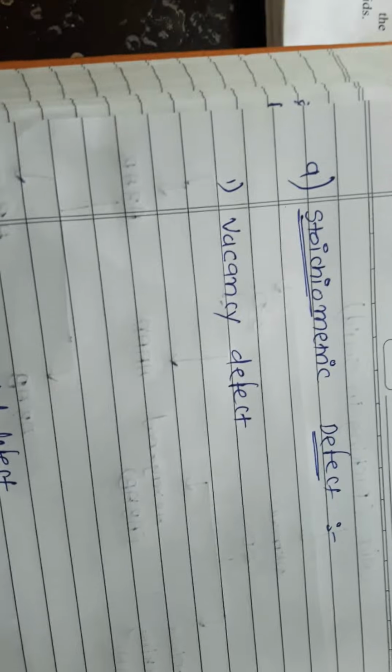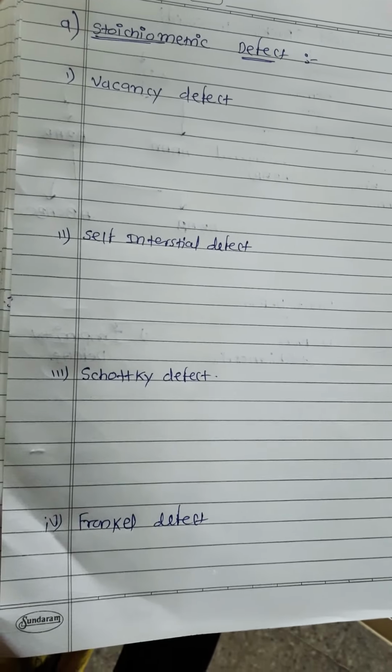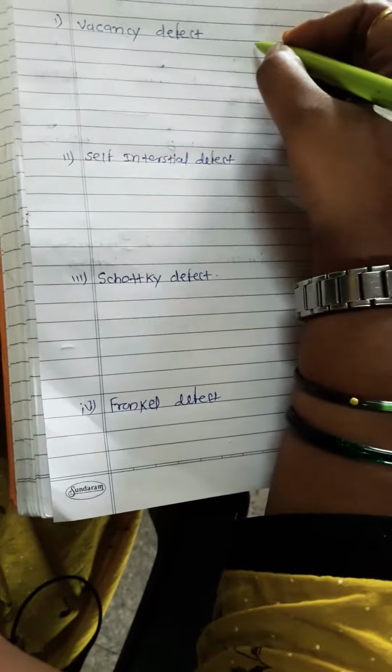Stoichiometric defect is again subdivided. It is divided into four types: vacancy defect, self-interstitial defect, Schottky defect, and Frenkel defect. Vacancy defect means there is a vacancy of a particle.